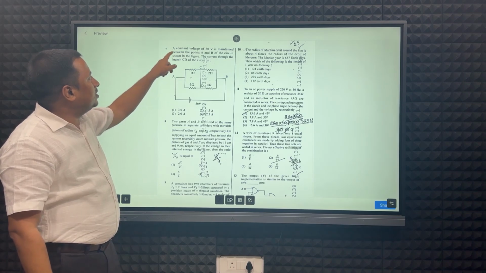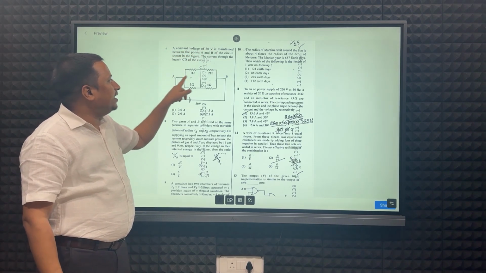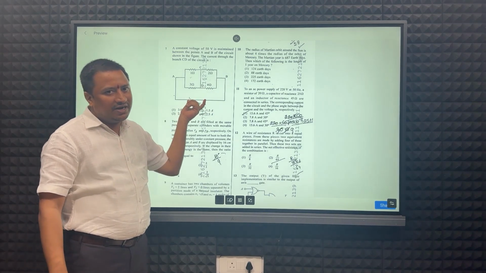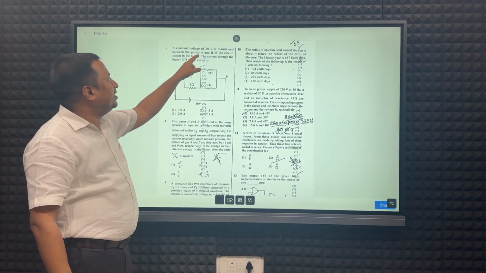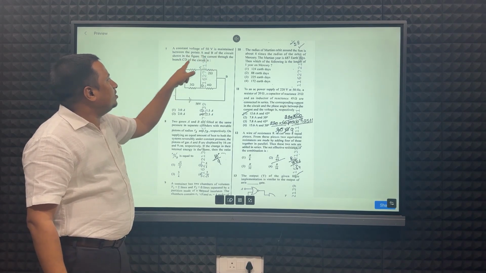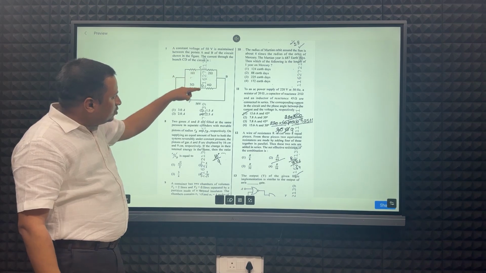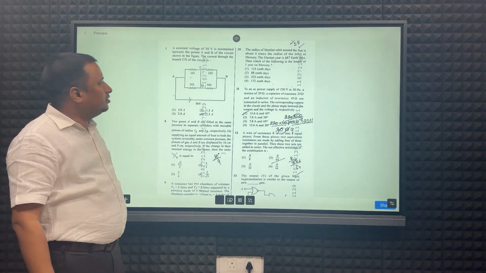Question is, what are they saying? A constant voltage of 50 volt is maintained between the point A and B. Yes, obviously there is a battery connected, so 50 volt will be maintained. Point A and B in the circuit shown in figure. Current through the branch CD of the circuit. What will be the current through this CD branch, the middle branch?